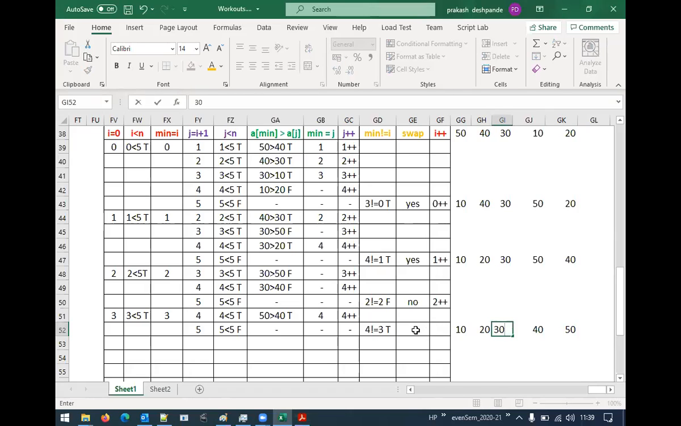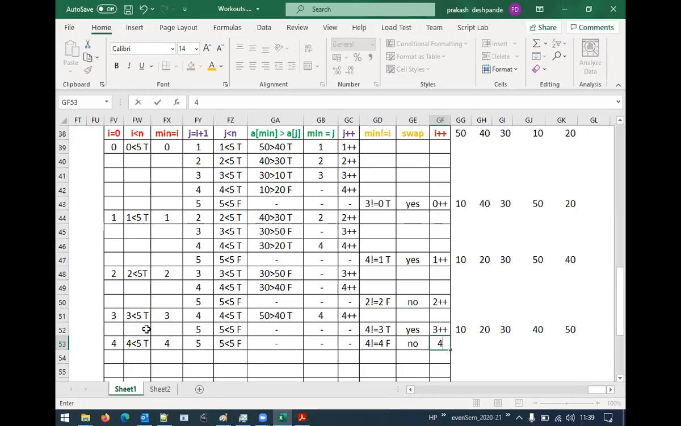Then next, here let me write it as a S, then 3 plus plus. For the next time, it becomes 4. 4 less than 5, condition is true. Min value becomes 4. J value becomes 5. 5 less than 5. Skip all the statements. Now, what is min value? 4. Min value is 4 only. 4 not equal to 4. Condition is false. Skip. That is no need to swap anything.